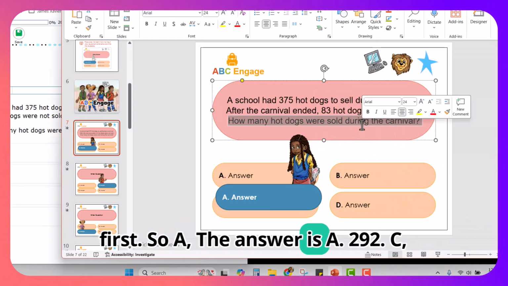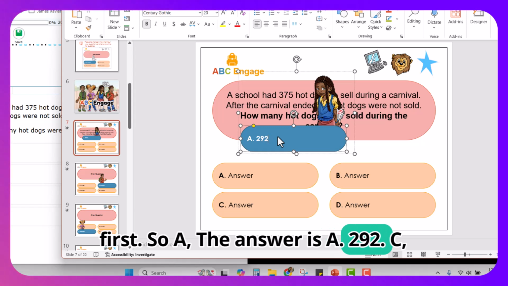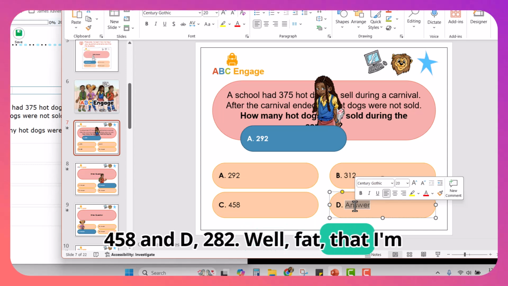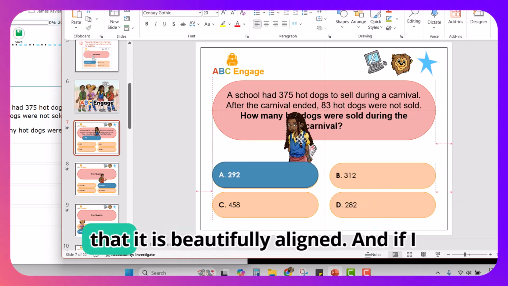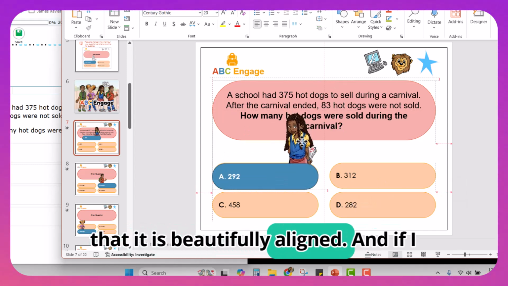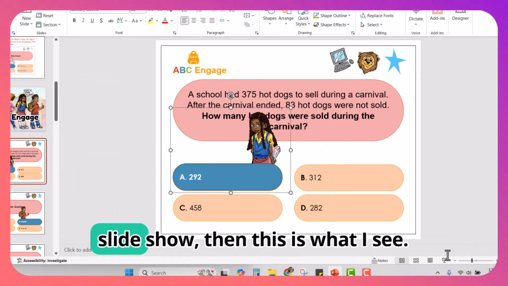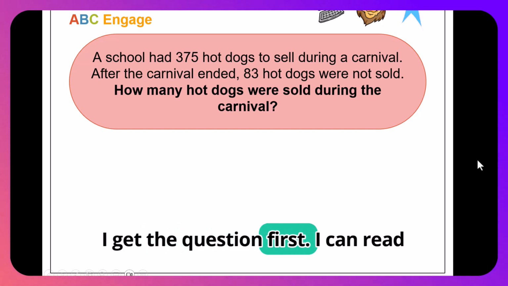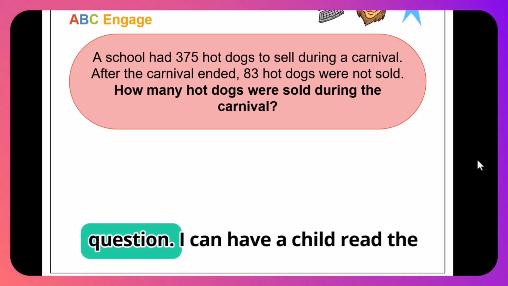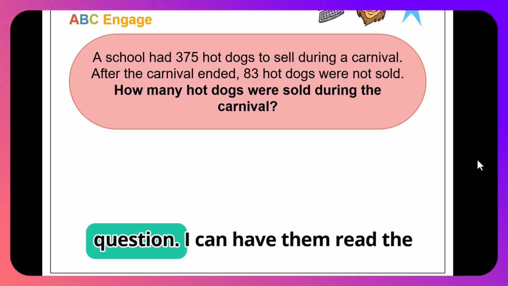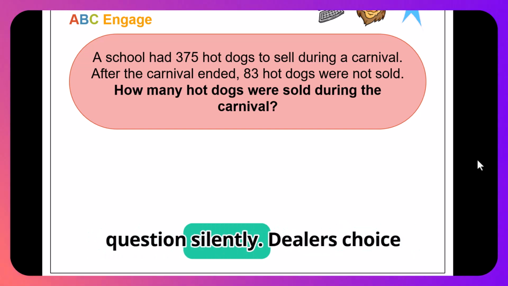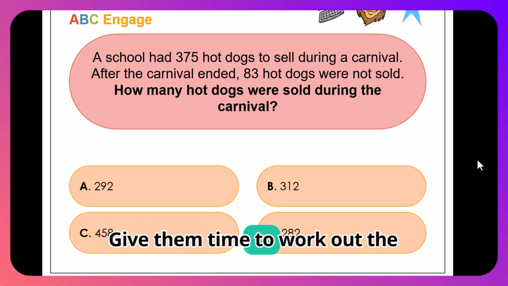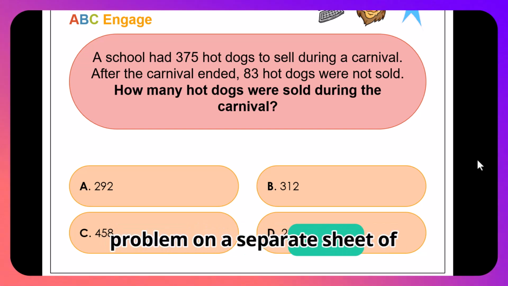So the answer is A 292, B 312, C 458, and D 282. Boom, bap. Then I'm going to make sure that it is beautifully aligned. And if I click on the slideshow, then this is what I see. I get the question first. I can read the question. I can have a child read the question. I can have them read the question silently. Dealer's choice, reveal the answers, give them time to work out the problem on a separate sheet of paper.